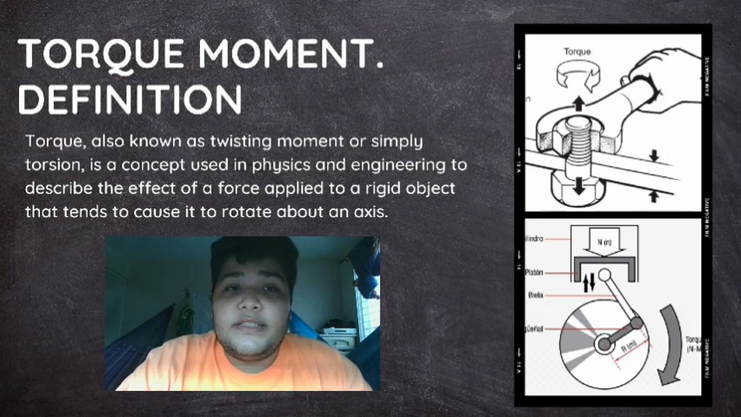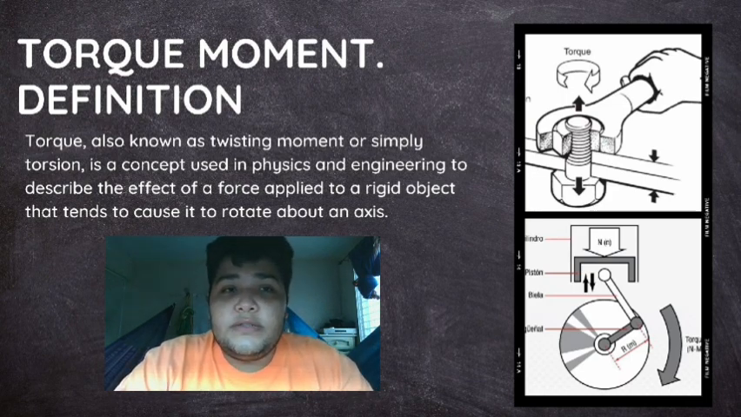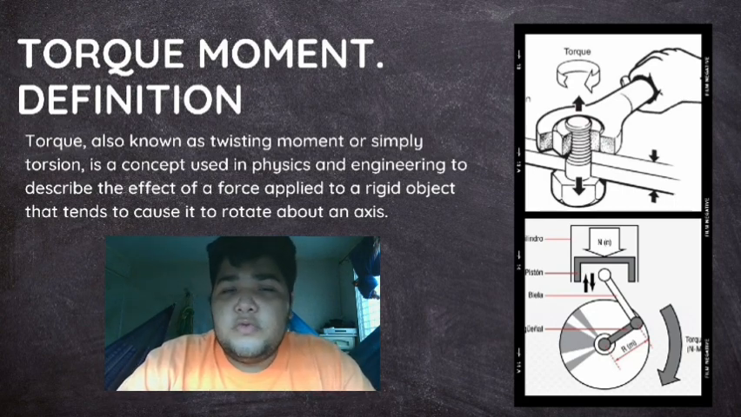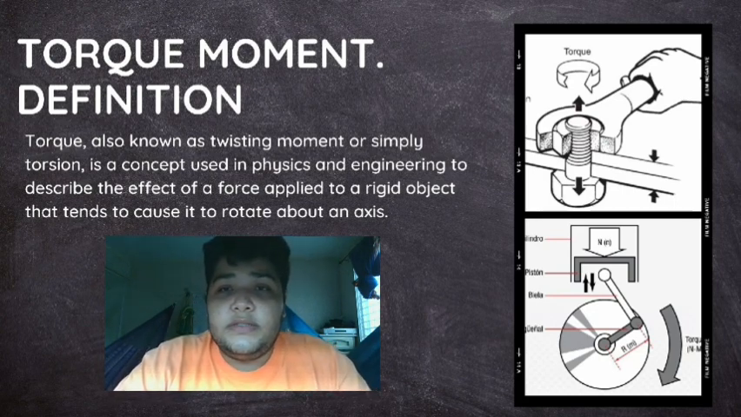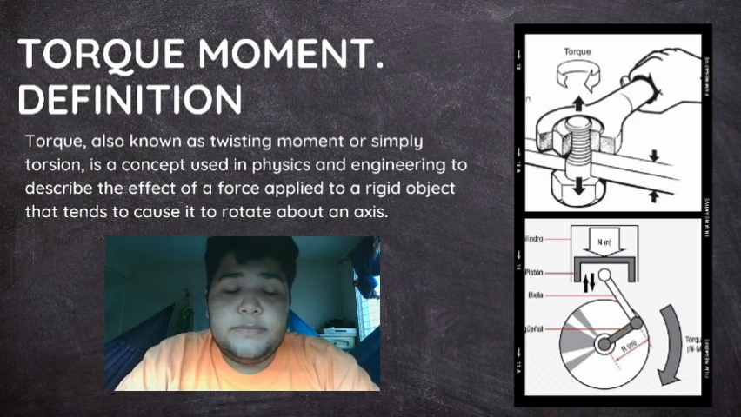The torque moment, also known as turning moment or simply torsion, is a concept used in physics and engineering to describe the effect of a force applied to a rigid object that tends to cause it to rotate about an axis. It is defined as the product of the applied force vector and the distance vector from the axis of rotation to the point of application of the force, multiplied by the sine of the angle between these two vectors.